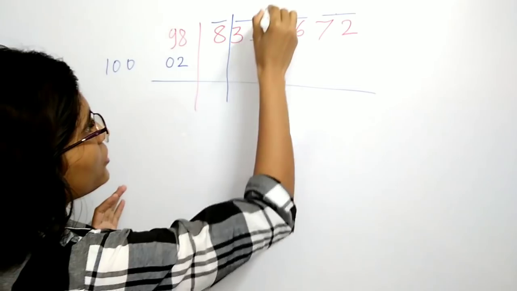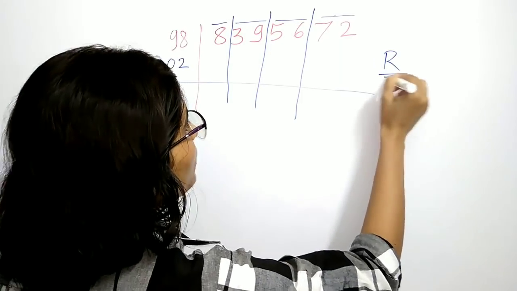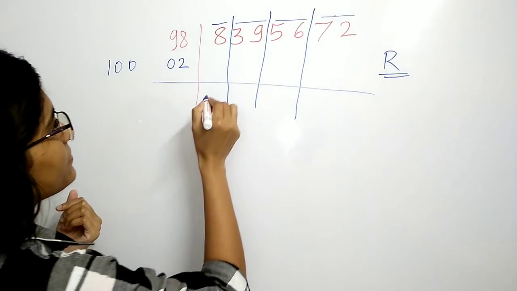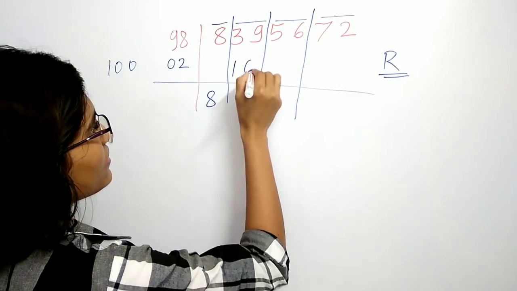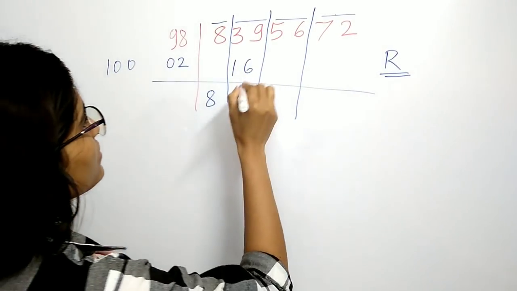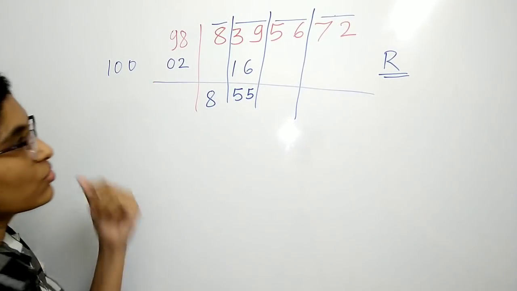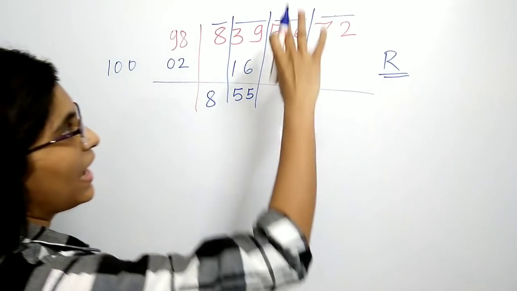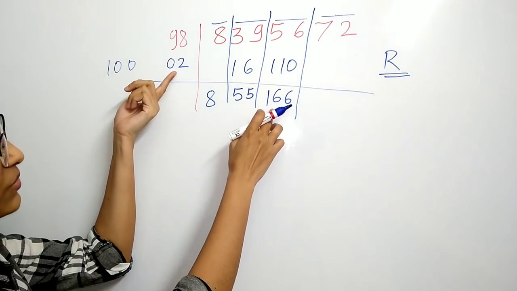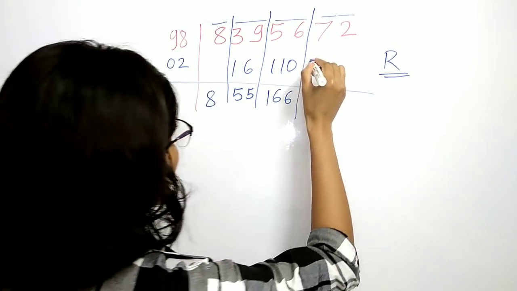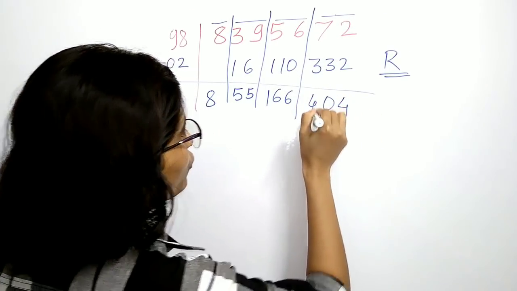Now partition. This column is reserved for the remainder. Write 8 as it is. Multiply this 8 by this 2. So we have 16. Add these two numbers. So 55. Now 55 multiplied by this 02, which is 110. Add these two numbers, which is 661. Now multiply these two numbers, which is 166 times 2, which is 332. Now add this, so 404.